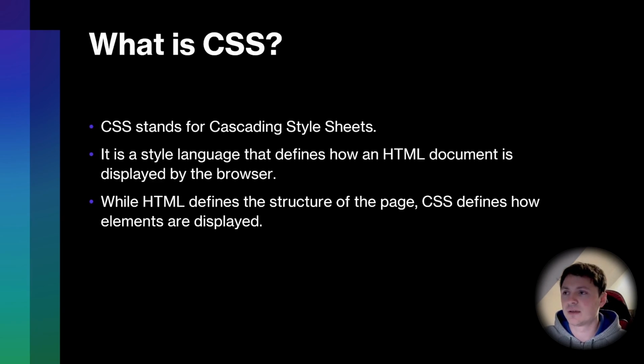Okay, part 2, CSS. Again, abbreviation. So CSS stands for Cascading Style Sheets. And it's a style language that defines how the HTML document and its elements are displayed, rendered by the browser. So basically, HTML describes what we have on the page, and CSS then defines how it should look.